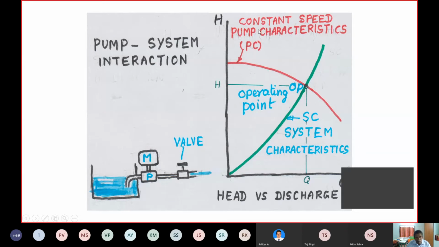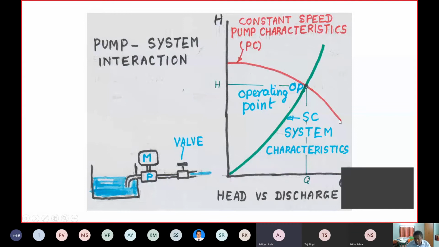So the pump will be run at a constant speed. You see the red line, that is the pump characteristics, and the valve also will be kept at a particular position, and you have the valve characteristics or the system characteristics. You find that there is one intersecting point.